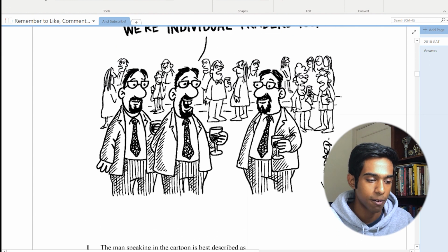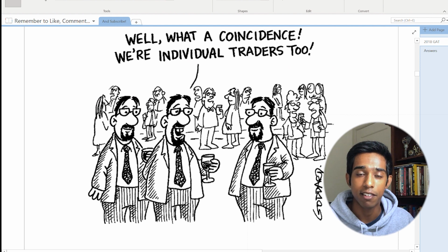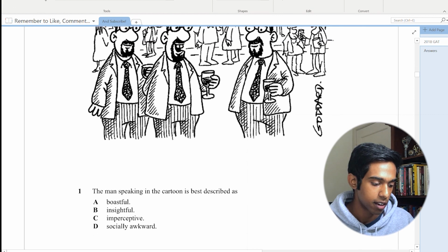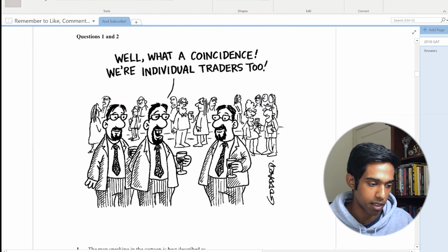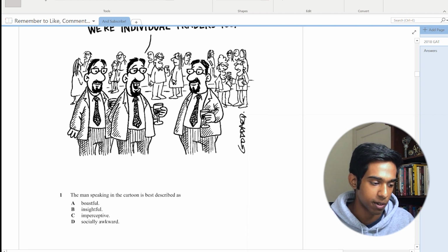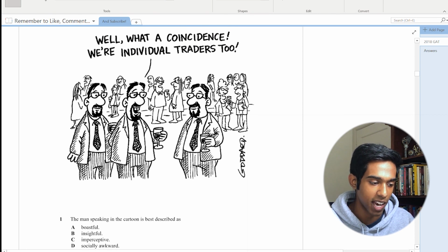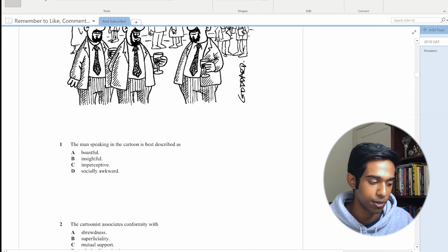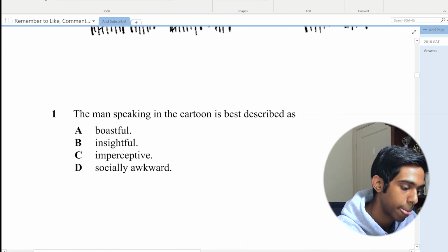One of the tips I gave in my other GAT video is that you should definitely bring a dictionary in case you don't know what any of these words mean. But from this stimulus, I'm leaning towards C straight away, just because they're all dressed the same, and he says that they're individual traders, which is pretty imperceptive because he doesn't realize that they're all pretty much identical and not individual. So this one would be C.